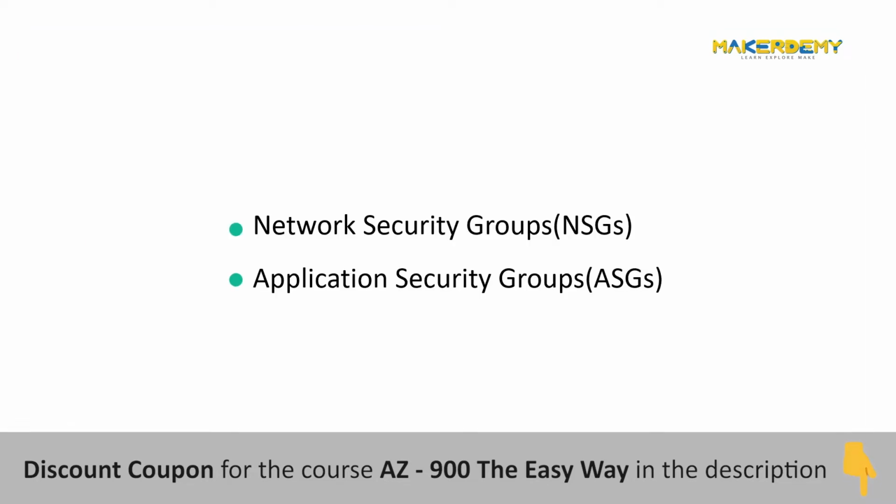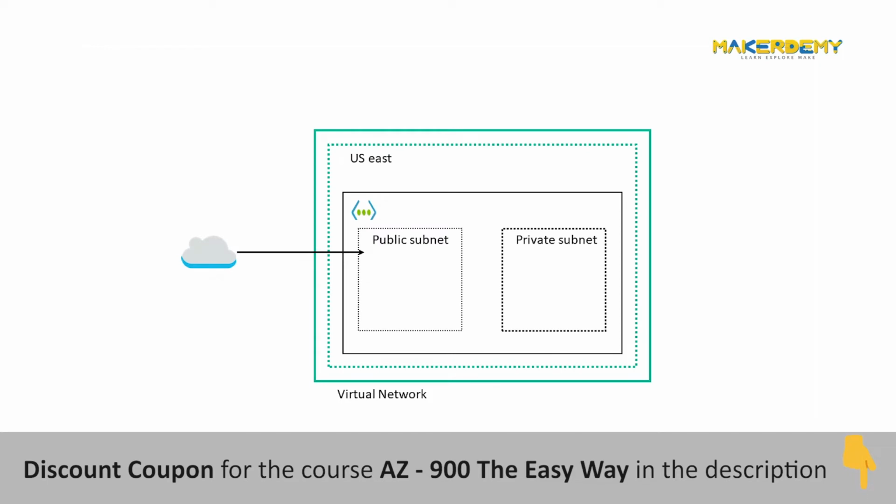The main Azure resources used to control and administer network traffic within an Azure virtual network are Network Security Groups or NSG and Application Security Groups or ASG. We have already learned that before deploying a VM, you need to create a virtual network. A virtual network is divided into subnets. A subnet is a logical partition of the virtual network. Subnets are created to help relieve network congestion. You can deploy the VMs inside the subnets.